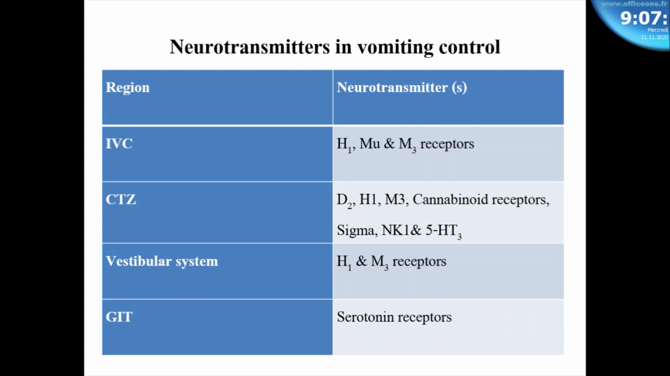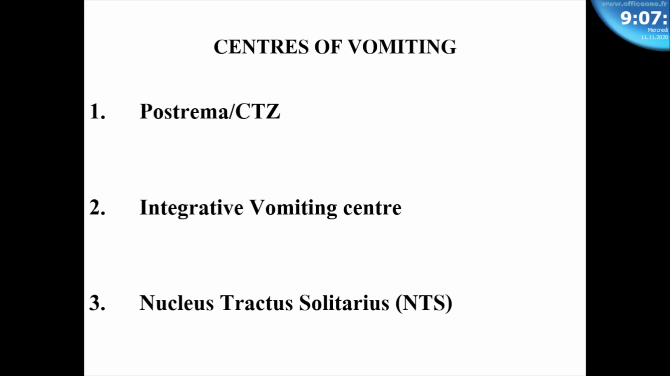Friends, we have said that there are a number of neurotransmitters involved in the transmission of those sensory noxious impulses, so as to have vomiting. First region we have is the Integrative Vomiting Center. In the Integrative Vomiting Center, we have histamine 1, mu, and the M1, M3 receptors for acetylcholine.